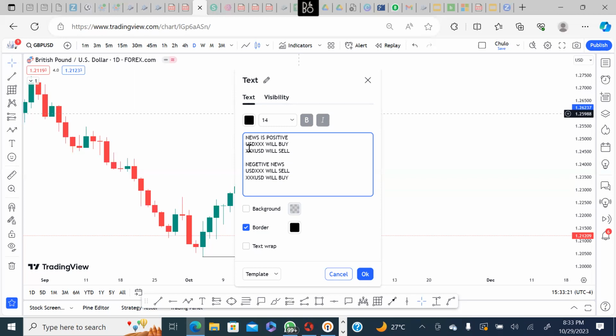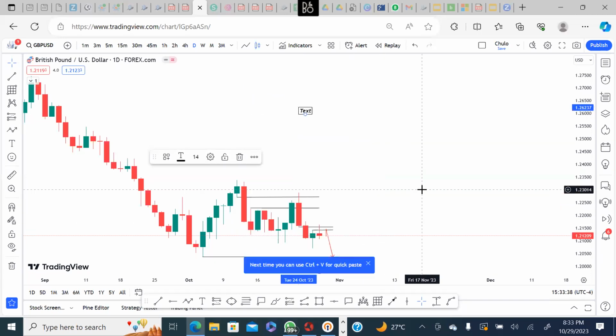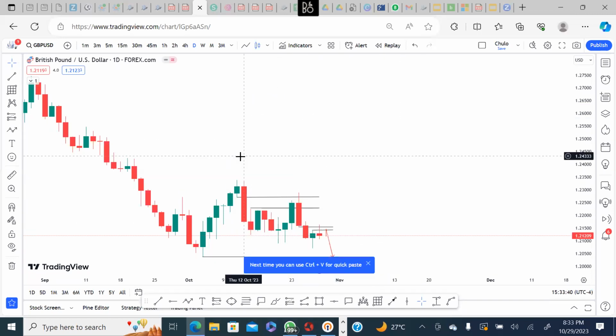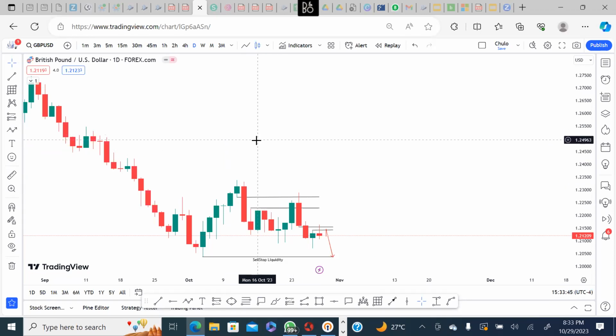So this is basically the simple way to trade the news. And there are other things you need to put into consideration. But you just have to go and backtest this first before you try it out on your live account. So do you have any other question?